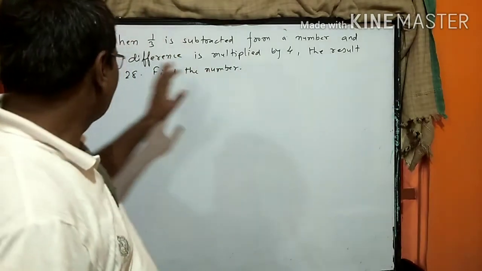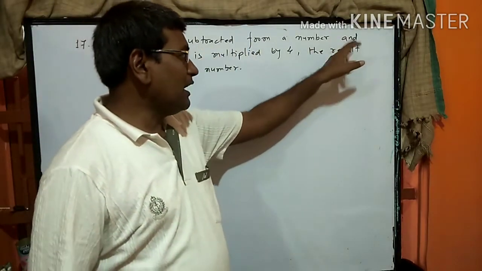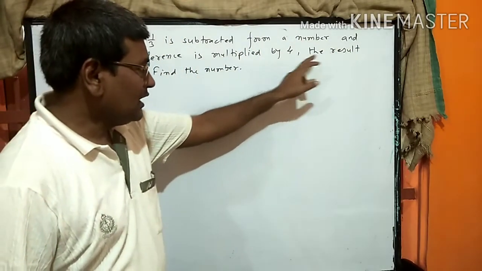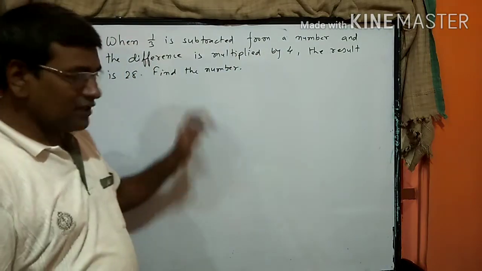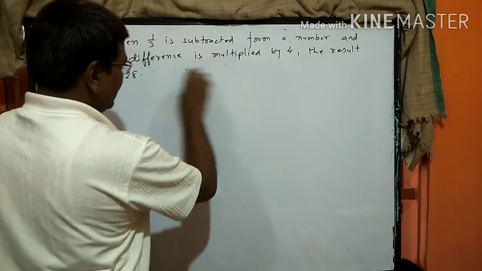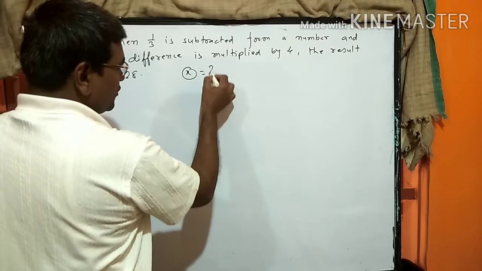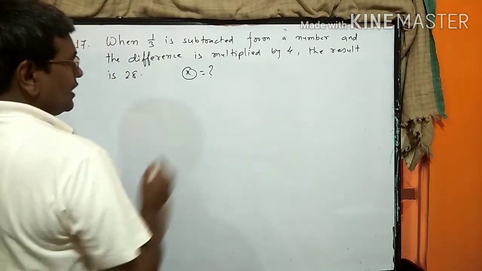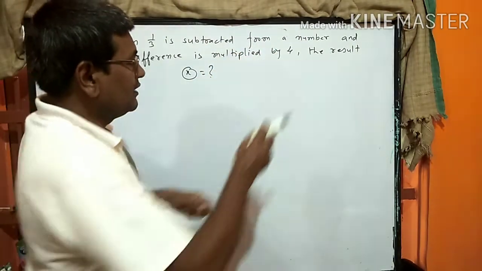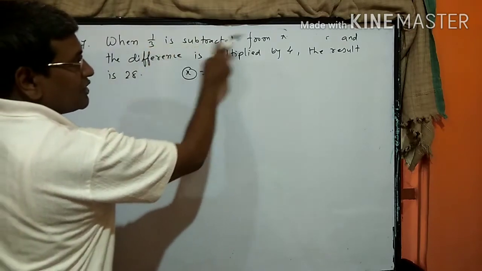Next question. When 1 by 3 is subtracted from a number and the difference is multiplied by 4, the result is 28. Find the number. First of all, write X in place of the number. That means you have to find X. When 1 by 3 is subtracted from a number, write here X. 1 by 3 is subtracted from X.